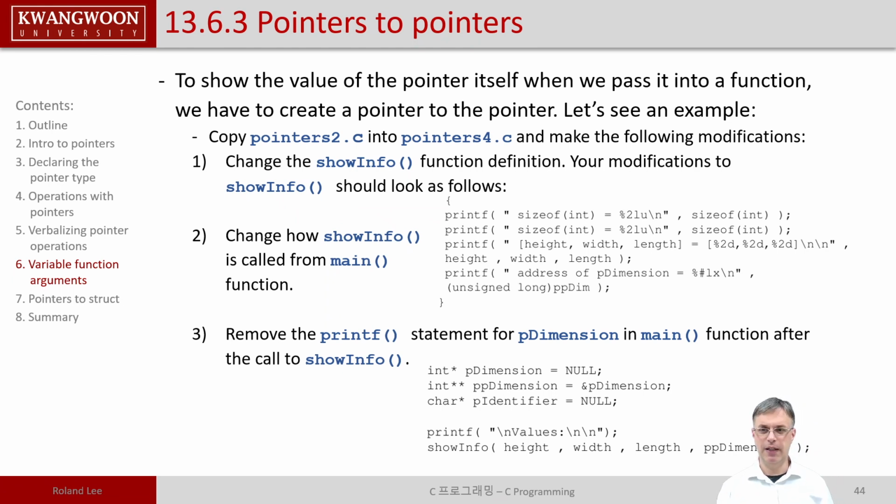So again, it is a pointer variable that points to another pointer that points to the variable or to a variable. Since this is somewhat advanced topic, rather than going into more detail, let's just see an example. So change how showInfo is called from main function. Your modification to showInfo should look as follows.